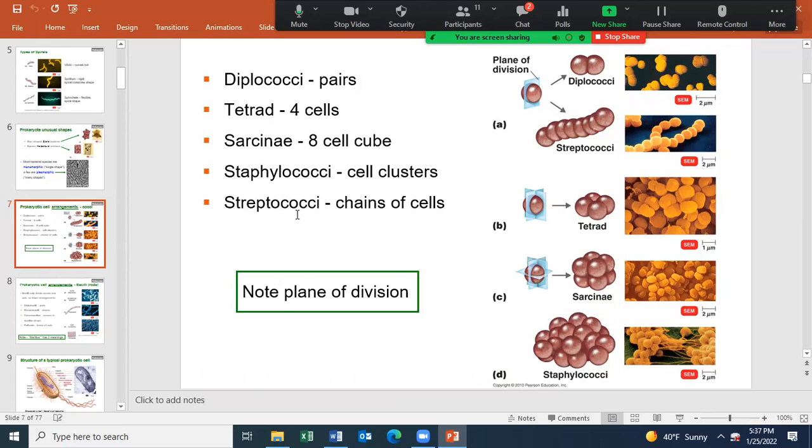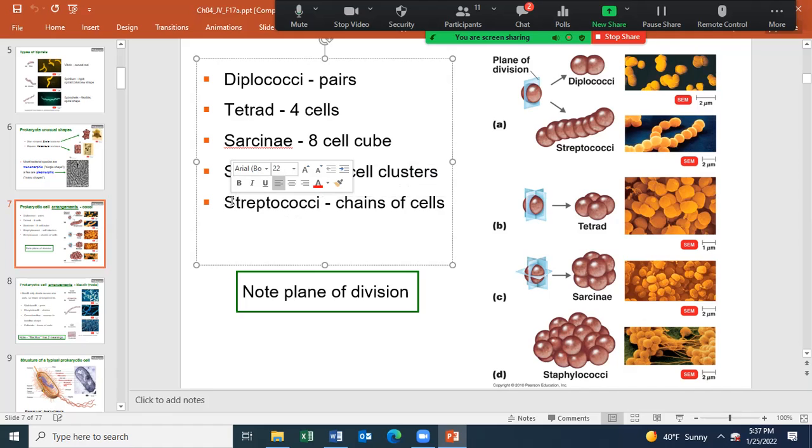Streptococci is slightly different than Streptococcus. Okay, so the genus will be a capital S and it'll be Streptococcus. The cellular shape will be a lowercase s and we call it streptococci.